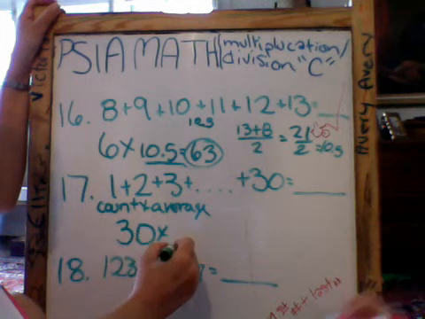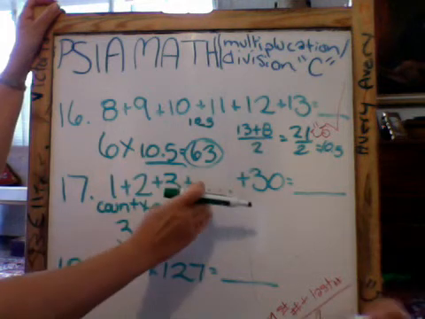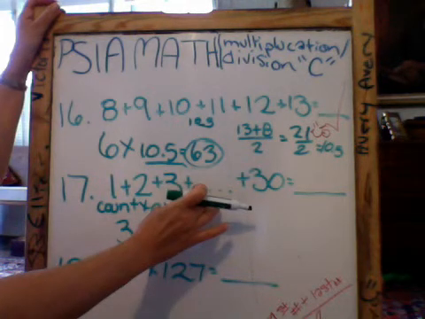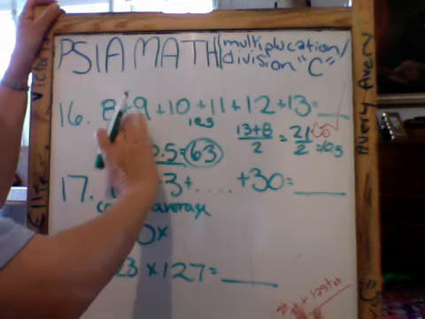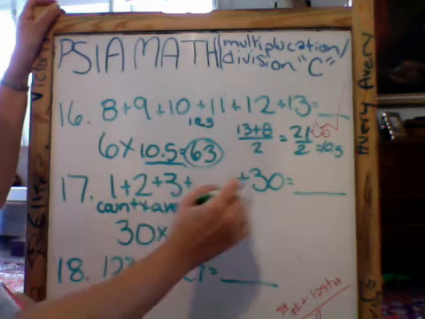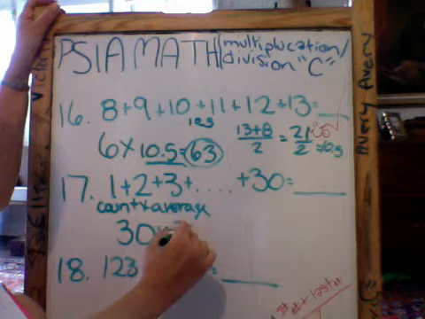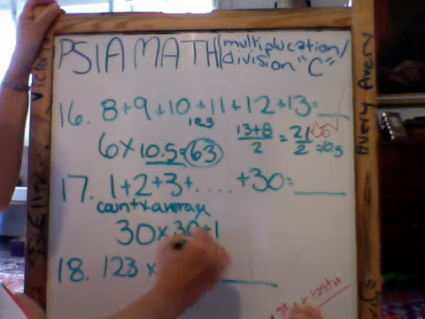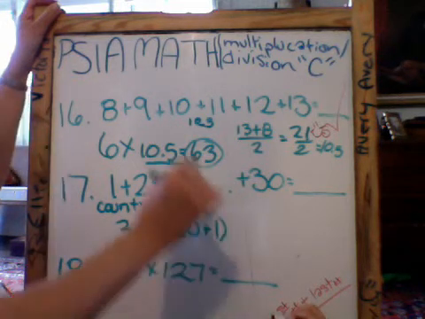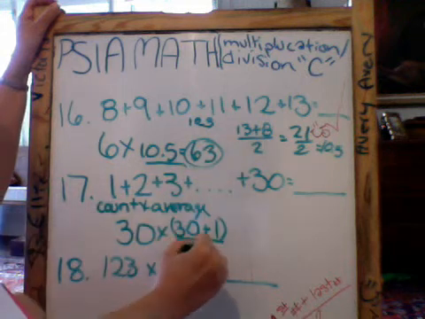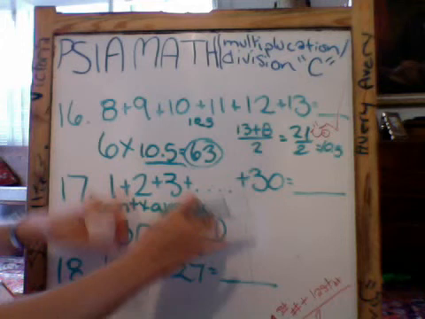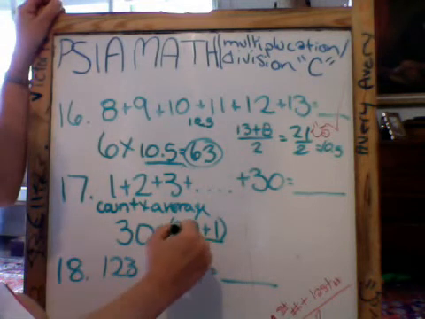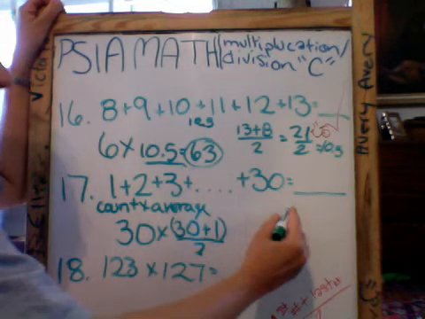Now I have to figure out the average. I can't see the number in the middle, so I'll use this little formula I used up here. I'm going to take the first number and the last number, in this case 30 and 1, and divide by 2, because I'm taking 30 plus 1 divided by 2 to come up with their average. That is 31 divided by 2.